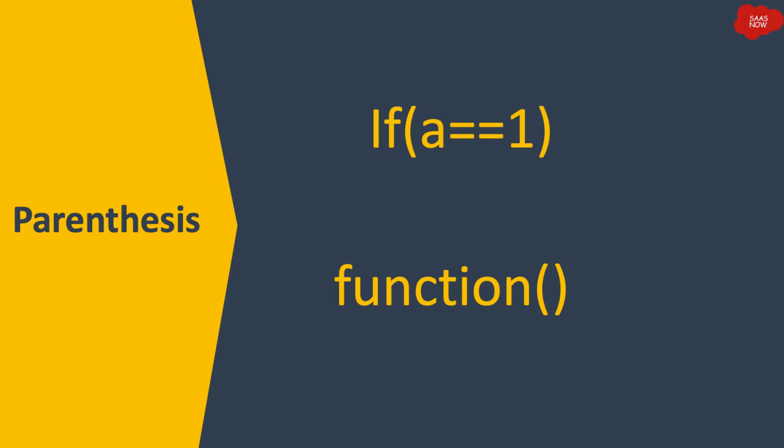Parentheses. Parentheses are used with conditions and functions. So if you have to confirm the value of any variable or compare the values of two variables, then you use parentheses. And the conditions should be mentioned between parentheses, like you can see in this case, if a equal to 1. And you also declare a function with parentheses.